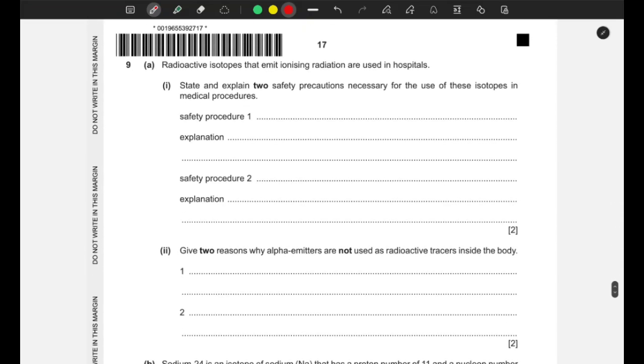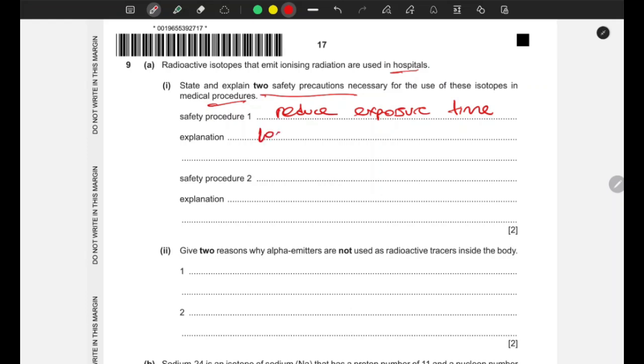Question number 9. Radioactive isotopes that emit ionizing radiation are used in hospitals. State and explain 2 safety precautions necessary for the use of these isotopes in medical procedures. So the first safety precaution could be reduce exposure time. What this would prevent is that you would absorb less of the radiation.